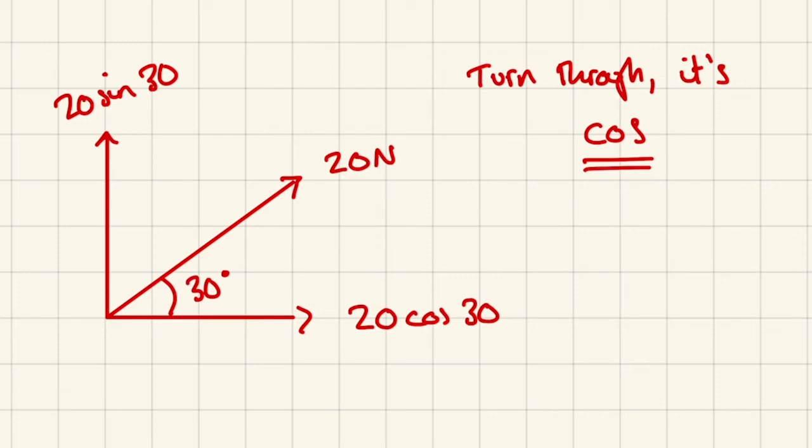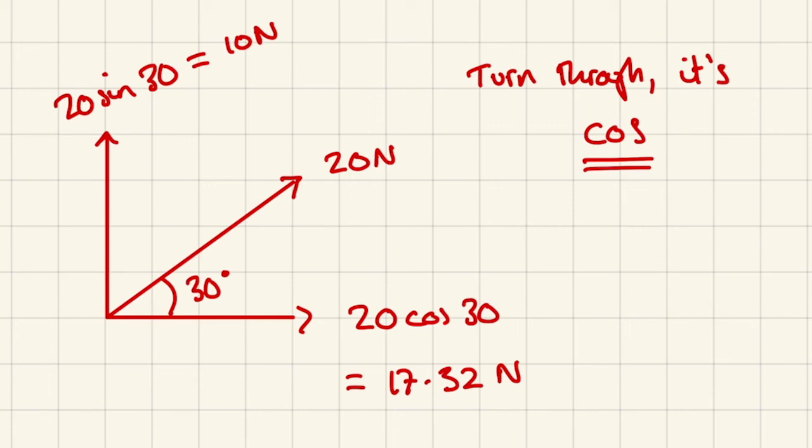We could work those out. 20 cos 30 would be 10 root 3, which would be 17.32 newtons. And 20 sine 30 would be 20 times a half, which would be 10 newtons. So the 20 newton force at an angle of 30 degrees could be considered to be a 17 and a bit newton force in the horizontal and a 10 newton force upwards.